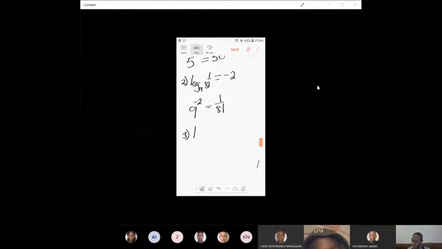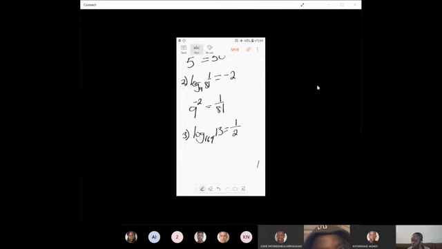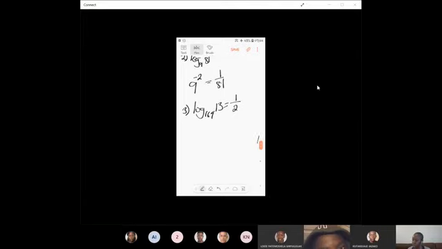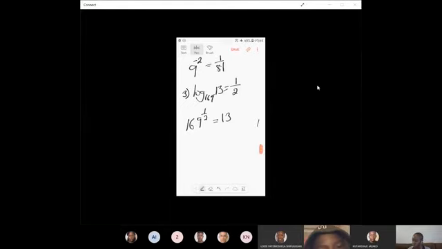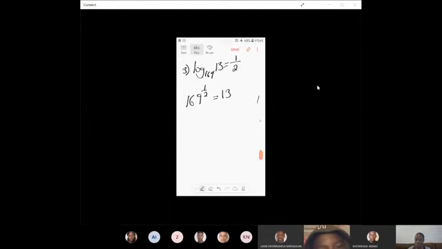The third one, log to the base 169 of 13 is equal to a half. Then again, it is base to the power of exponent, and this is equal to 13. And you see, power of half means a square root. So the square root of 169 is 13.